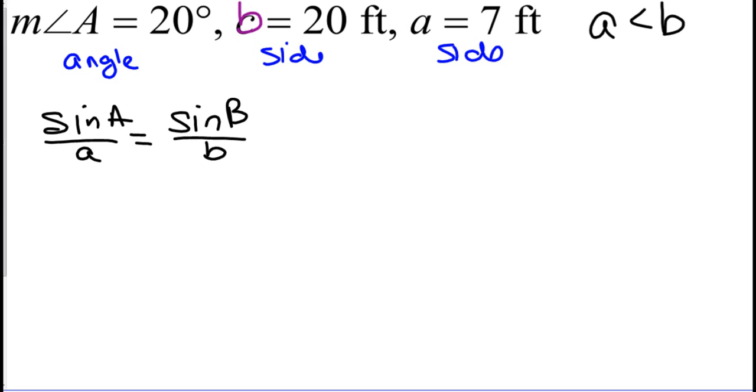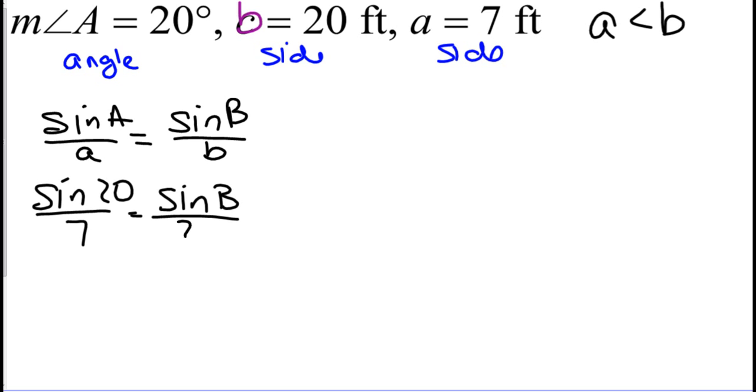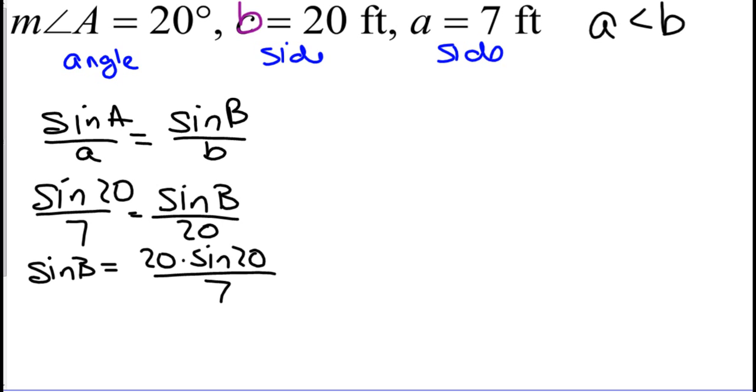And I'm going to plug in what I know, and I know that sine of A is sine of 20 over the A is 7, and I don't know angle B. That's what I'm looking for, but I do know side B is 20 feet. I cross multiply and divide. Remember, I'm skipping a couple of those steps like I do in class. So it's 20 times the sine of 20 all over 7.